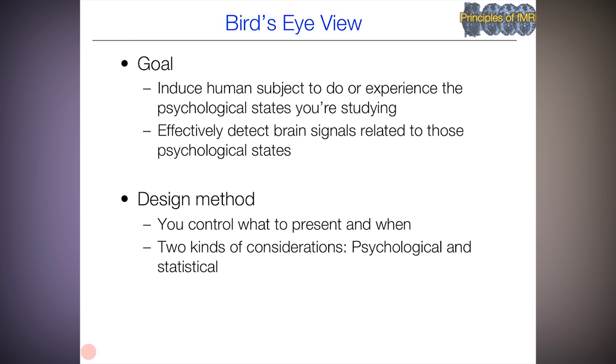You get to control what to present and when, and there's two kinds of considerations then: psychological and statistical. And we're going to talk now about the statistical considerations, because it's possible to have a beautiful study at a psychological level that induces an amazing effect, very strong in the brain, but you're completely unable to detect that effect and get any results because of the way you designed the study and its match with the fMRI environment. So I'm going to talk about 8 principles of fMRI design over the next couple lectures.